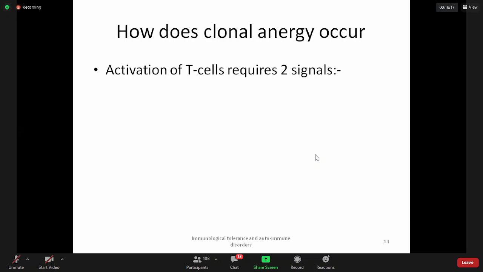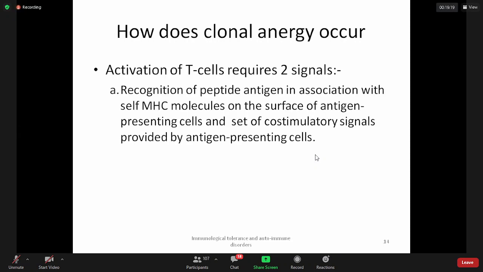Okay, we normally need two signals. The first signal is usually the recognition of the peptide, and this is usually in association with the MHC molecule. Then the second signal is the costimulatory signal. Now, in this case, if you can imagine, the first signal is going to be presentation of an antigen, meaning that it is going to be an antigen that is complexed to the self MHC molecule on the surface of an antigen presenting cell.